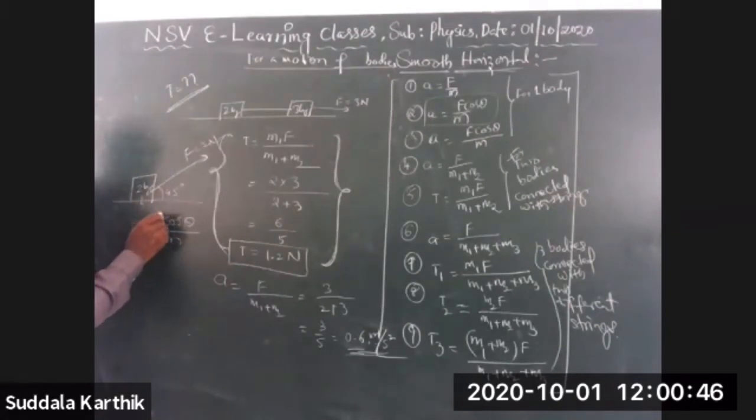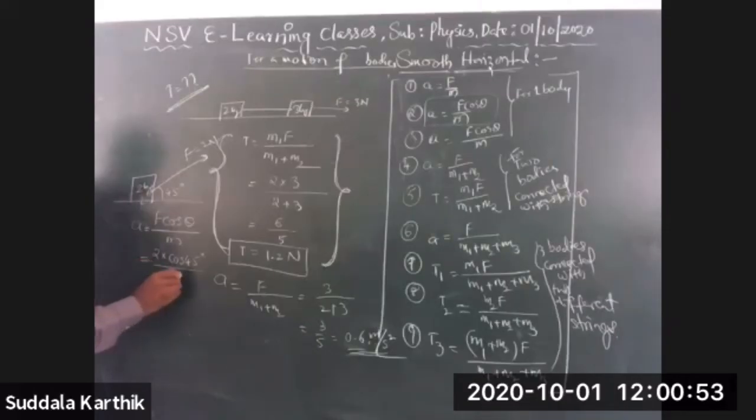Yes, F cos theta. F is what, Nana? 2 newtons. 2 cos theta, cos 45 degrees. M is how much, Nana? 2 kg. 2 cancels. Cos 45 is 1 by root 2. That's it. That's it.